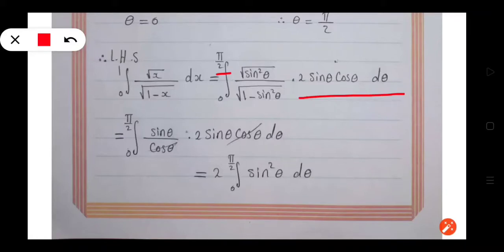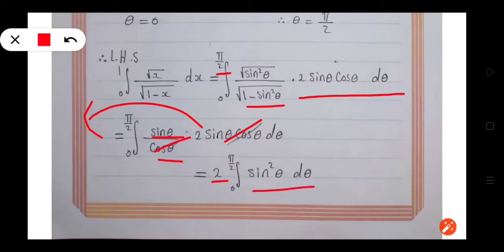Now root sine squared is sine, 1 minus sine squared is cosine squared, taking square root cosine, cancel cosine by cosine and put 2 outside, so the integration will be from 0 to pi over 2 sine squared d theta. In chapter 2 we said that sine squared and cosine squared we cannot directly find its integration. We should write it by a new form, by the double angle of cosine theta.